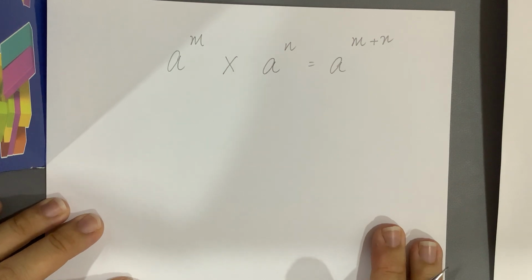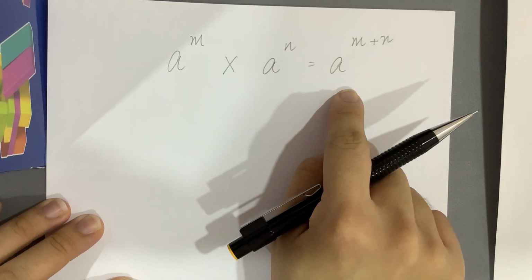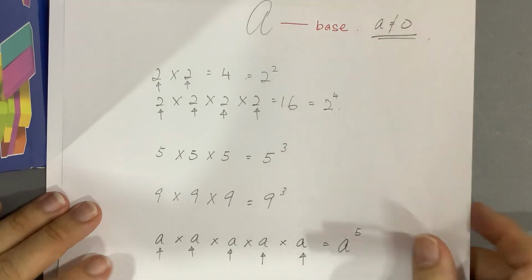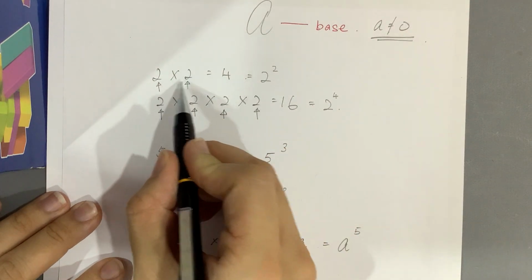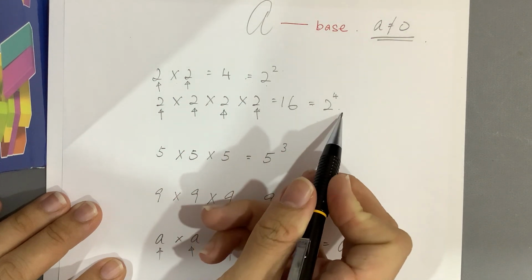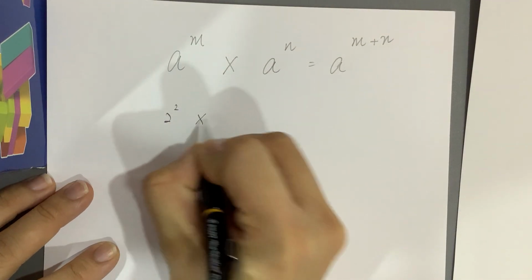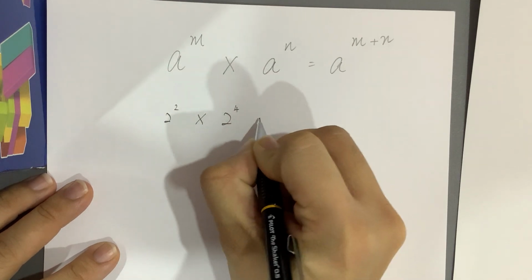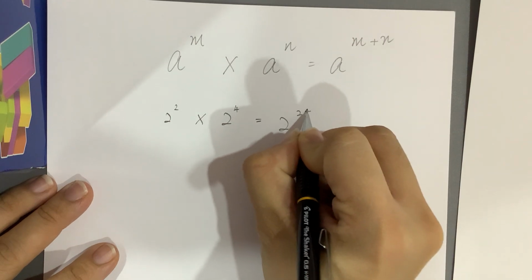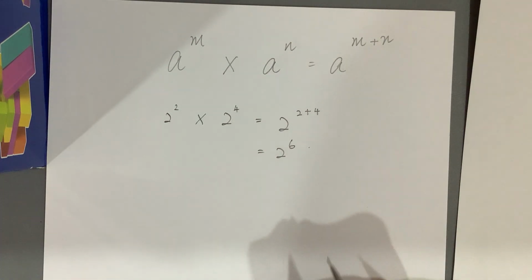a to the power of m multiplied by a to the power of n equals a to the power of m plus n. So if you refer back to the examples I have, 2 times 2 equals 2 squared, and 2 times 2 times 2 times 2 equals 2 to the power of 4. So we will have 2 squared times 2 to the power of 4. If we use this formula, it will be 2 to the power of 2 plus 4, which is 2 to the power of 6. Now, does this make sense?